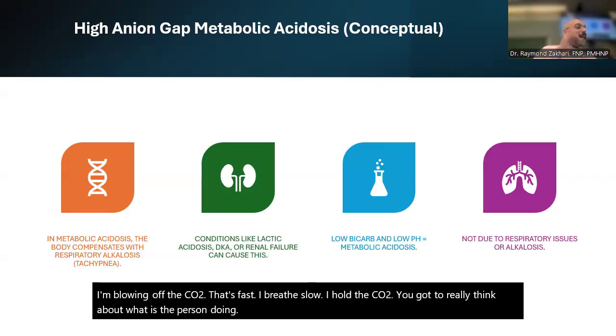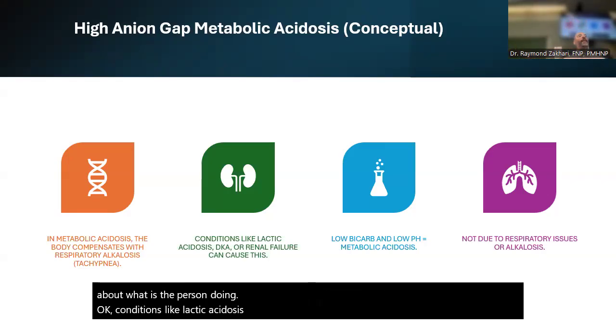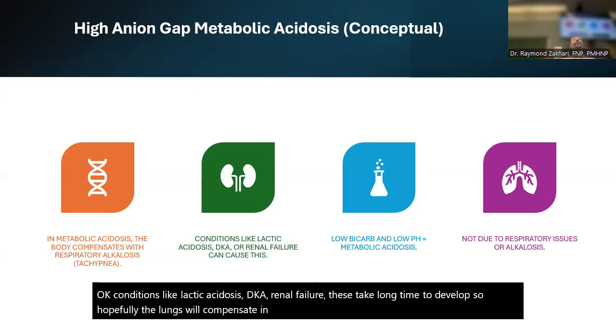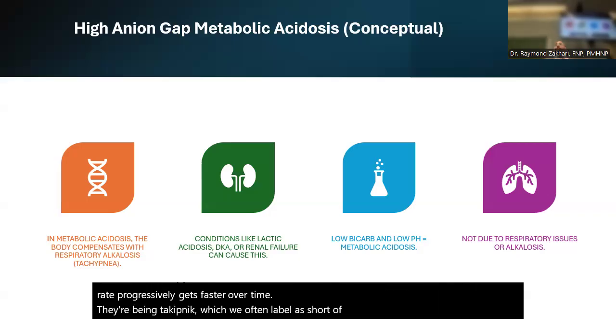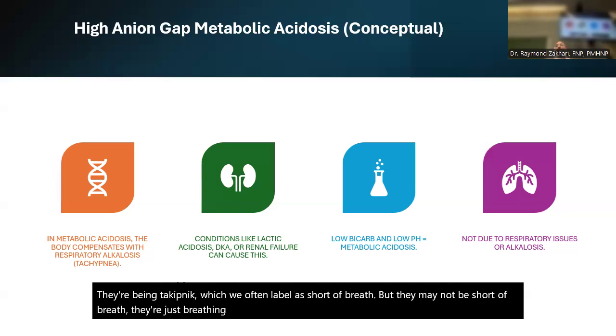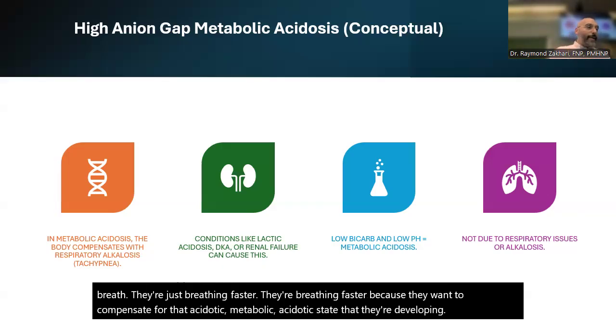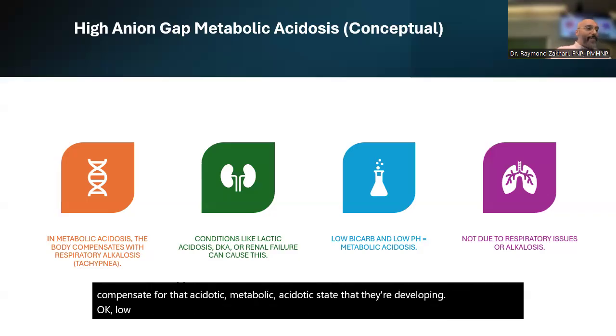Okay. Conditions like lactic acidosis, DKA, renal failure, these take a long time to develop. So hopefully the lungs will compensate in the process. So what you'll notice is their respiratory rate progressively gets faster over time. They're being tachypneic, which we often label as short of breath, but they may not be short of breath. They're just breathing faster. They're breathing faster because they want to compensate for that metabolic acidotic state that they're developing. Okay, low bicarb, low pH, metabolic acidosis. It's not due to respiratory issues.